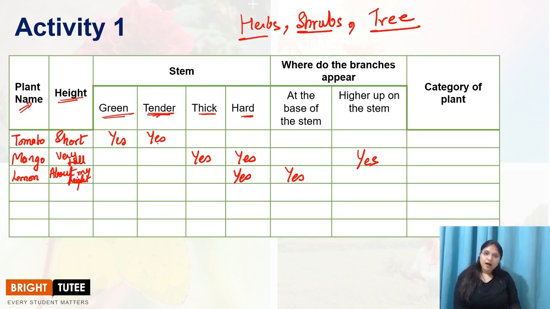Now, let's categorize. The plants which have tender and green stems and are really short are usually categorized in the herb category. Then the plants which are very tall and have a thick and hard stem, and the branching starts higher up on the stem, are called trees. Other plant, that is the lemon, whose stem is not green, not tender, not thick, it is actually hard and thin, right? These kinds of stems are seen in a plant category called shrubs. A rose is also another shrub which you will observe, right? So students, now let's move on and talk about each of these categories.